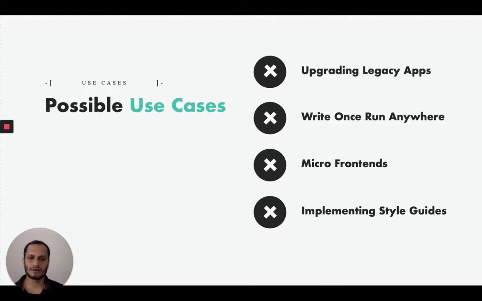Write once, run anywhere. Since web components are platform agnostic, you can write this once, let's say a date picker, and use it in your Angular or React application. Micro frontends. Web components are the main technology which enables us to implement the idea of micro frontends. Implementing style guides. Going back to the example of the date picker, you can have a similar look and feel across different platforms since you will be reusing the same component.